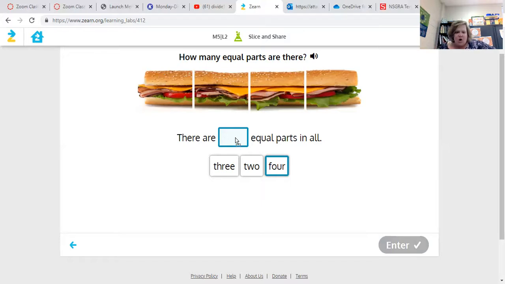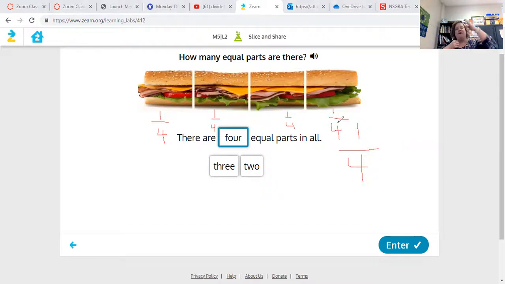But there are 4 equal parts. And I'm going to tell you that when you write 4 equal parts, or you write 1 out of those equal parts, you're going to write it as 1/4. So this entire sandwich is 1/4, 1/4, 1/4, and 1/4. And if we added those together, we would get 1/4, 2/4, which was half, 3/4, 4/4, and 4/4 would equal 1 whole. So anytime you have the same number on the top and the bottom, you have a whole.